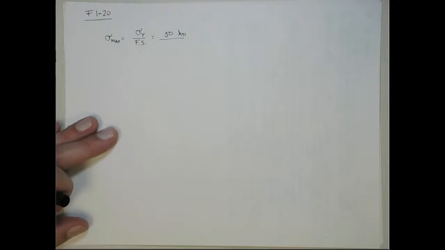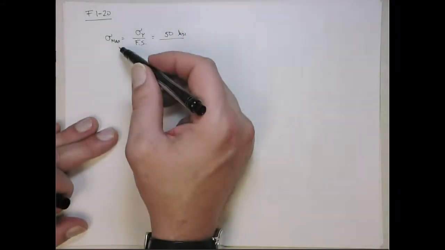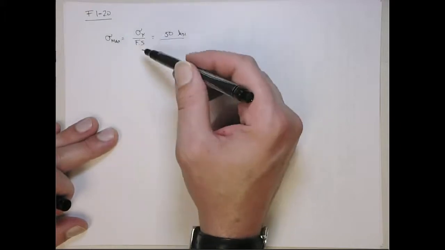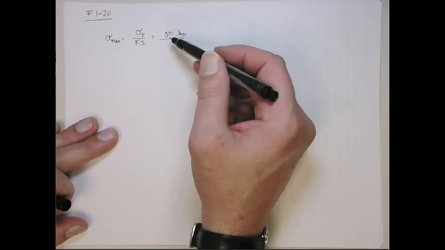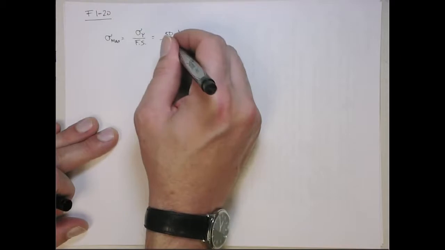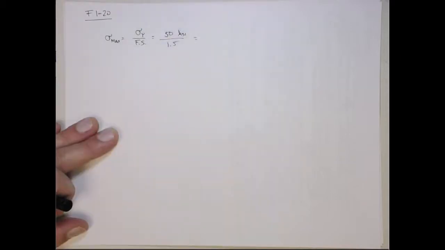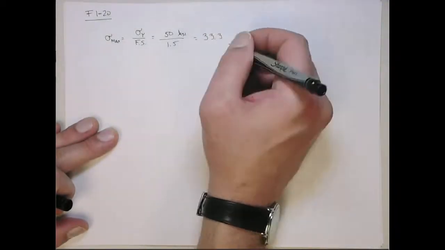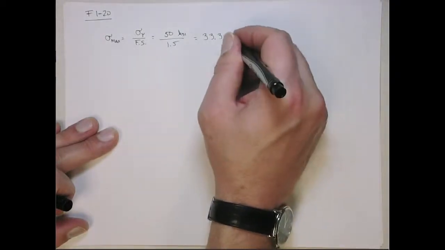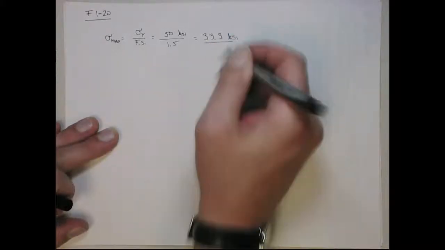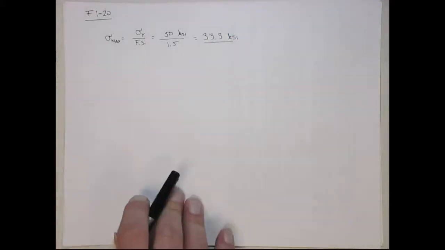Now you can see. Okay, F1-20. We're going to figure out the maximum allowable stress. This is the stress that's going to be in our design. It's the yield over the factor of safety. The theoretical yield is 50 ksi, that's 1,000 pounds per square inch times 50, and the factor of safety is 1.5. So that gives me a maximum allowable stress for the design of 33.3 ksi. All right, so now let's go forward and figure out the design.